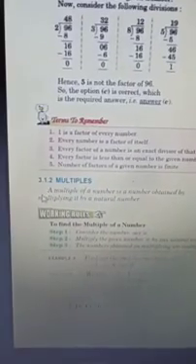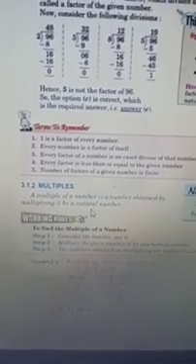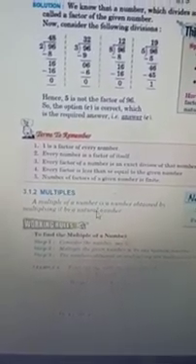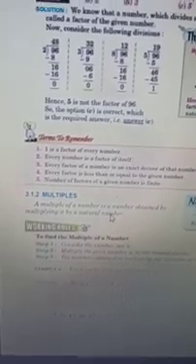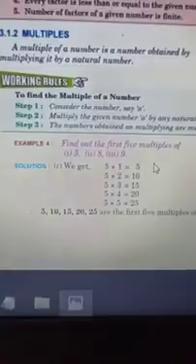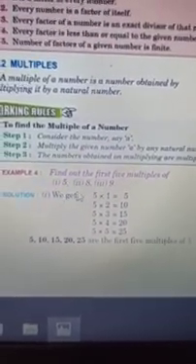What are multiples? A multiple of a number is a number obtained by multiplying it by a natural number. That means if a number is multiplied by any natural number, then the product will be a multiple of that number. For example, here we have to find the first 5 multiples of these 3 numbers. The first one is 5.